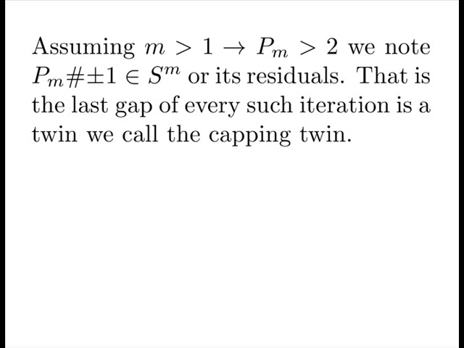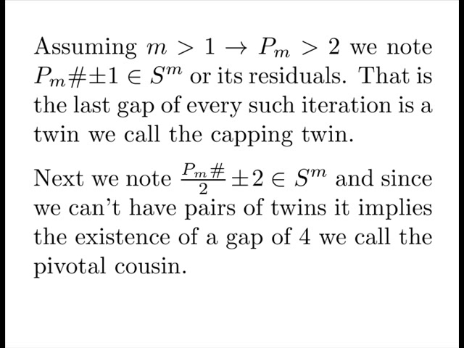Assuming m is bigger than 1, or the prime is bigger than 2, we note that our primorial plus or minus 1 is either a member of our set or its residuals. That is, the last gap of every such model is a twin, and we call this the capping twin. Next, we note our primorial divided by 2, plus or minus 2, these moments we were talking about, are also members of our set. And since we can't have pairs of twins, it implies the existence of a gap of 4, and we call this the pivotal cousin. It'll be obvious in a moment.